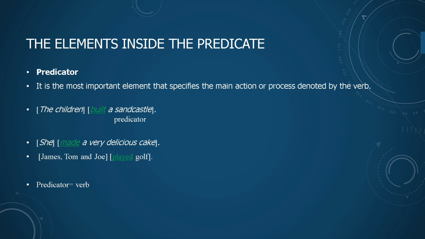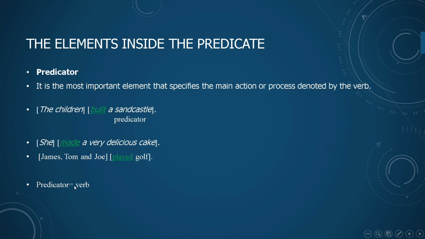She again is the subject, made a very delicious cake is the predicate. Jane, Tom, and Joy, these 3 nouns together, function as the subject of the sentence, and then we have the predicate. As we said before, there are some linguists that assume predicator equals verb.